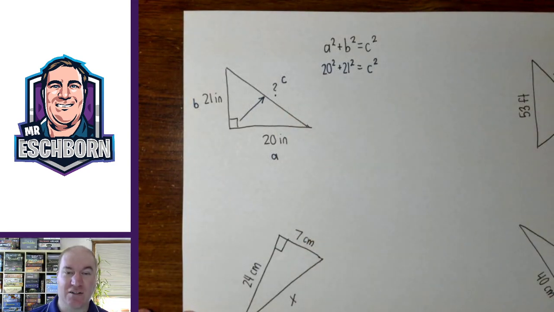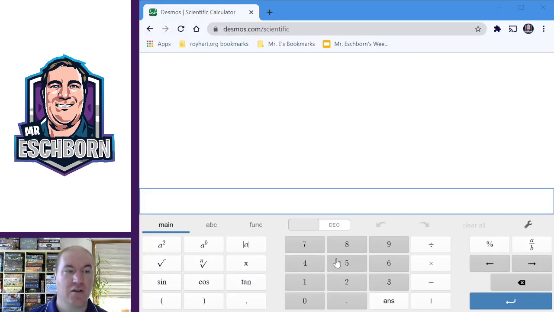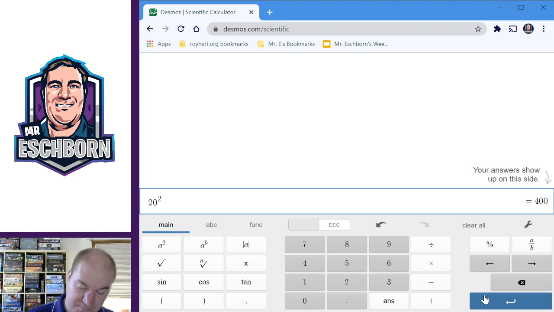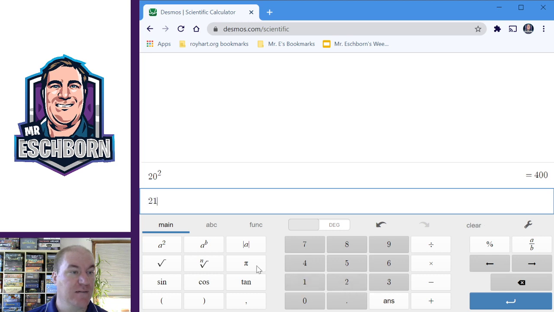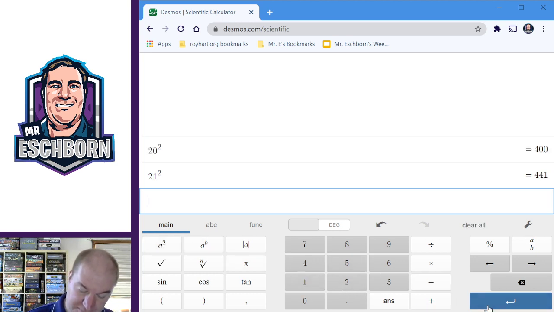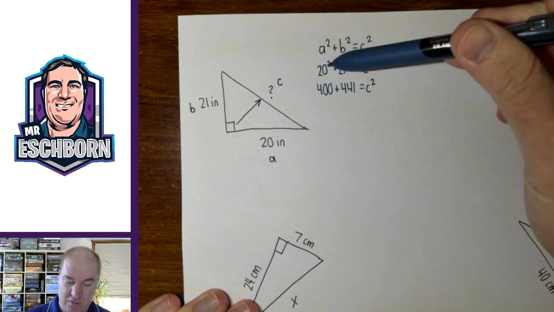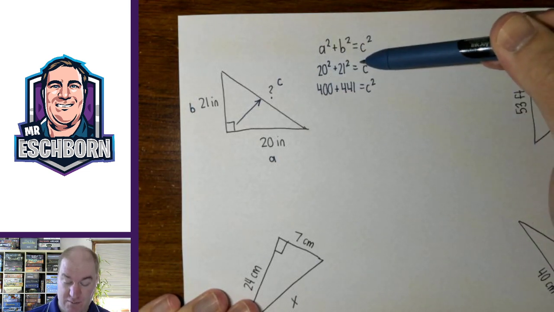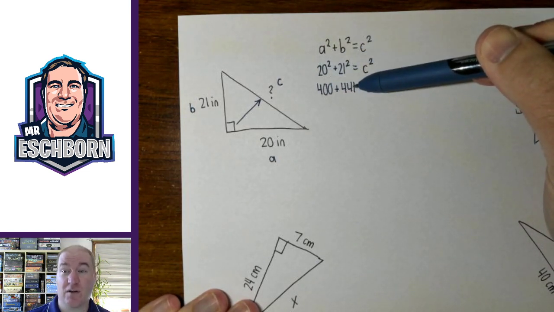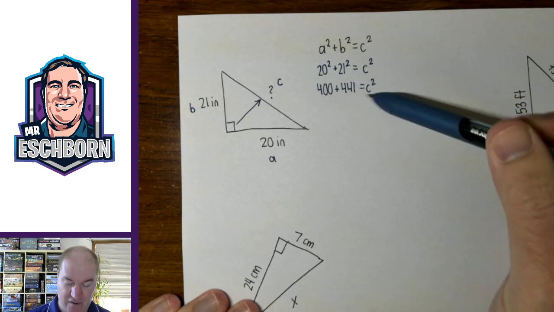So I'm going to grab my calculator and I'm going to do 20 squared, which is 400, plus 21 squared, which is 441. So now that I know 20 squared is 400 and 21 squared is 441, I can simplify this problem.